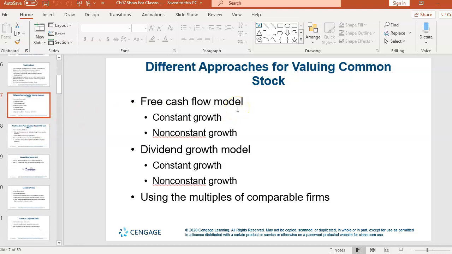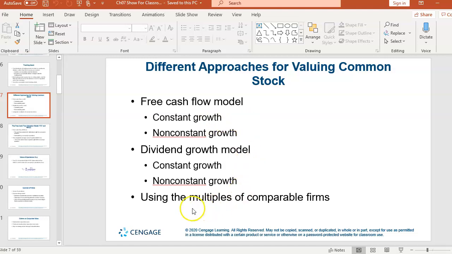Okay, so we can value stock a few different ways. I've mentioned the free cash flow method. And within that method, we might have what we call the constant growth formula or the non-constant growth formula. It just depends on what we think the future cash flow patterns will be for a company. And then we use the dividend growth model, same thing, constant growth or non-constant growth.